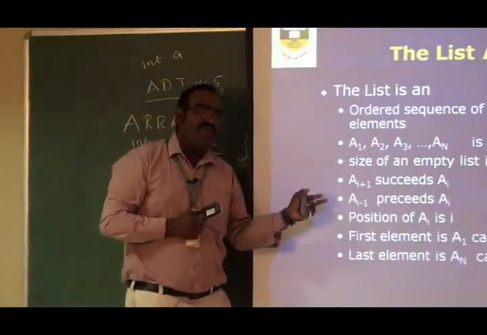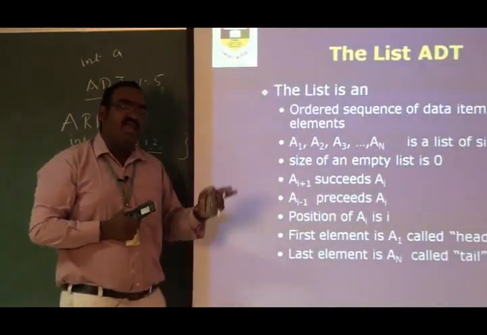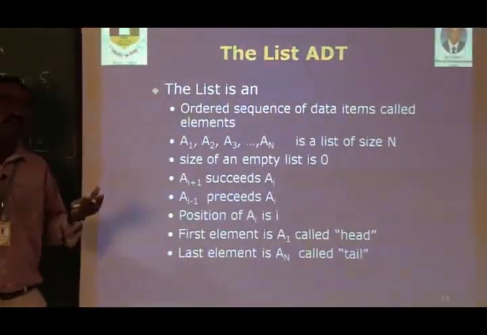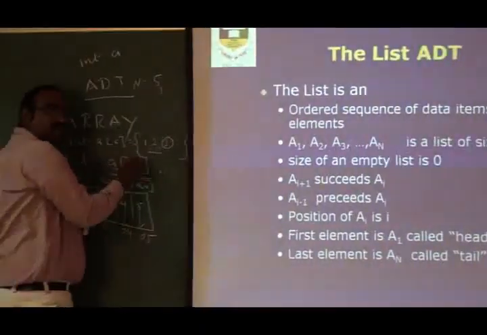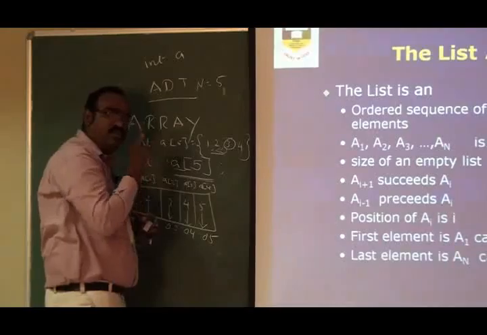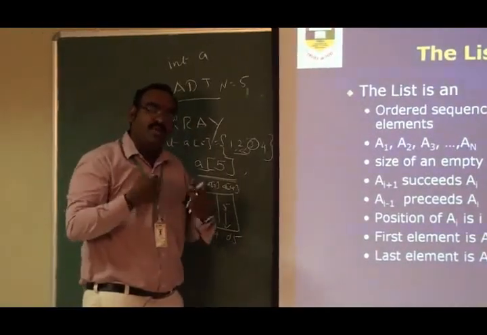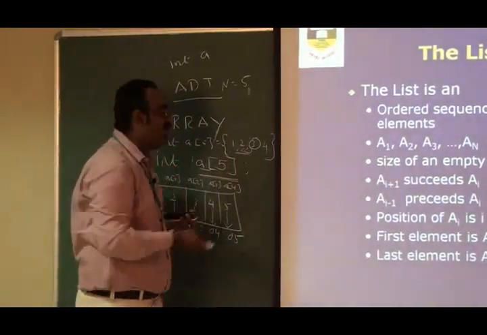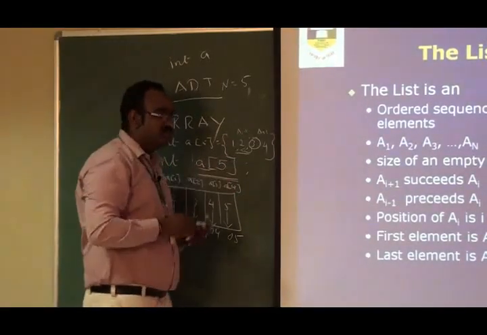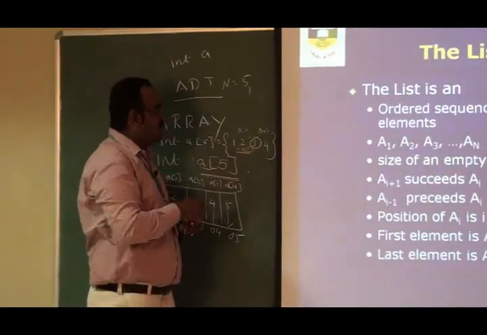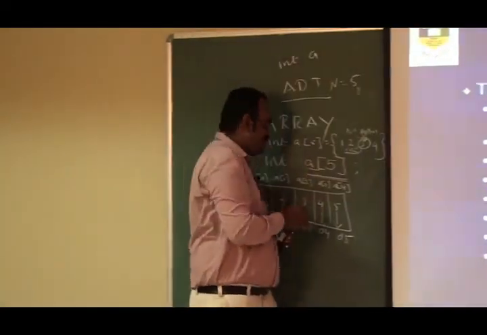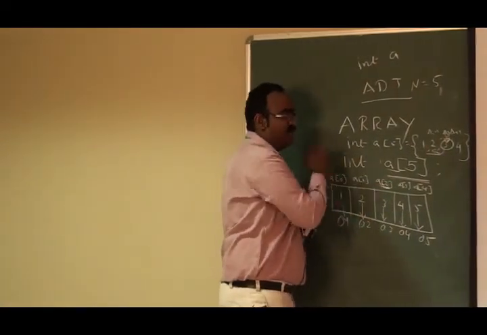A(i+1) succeeds A(i), and A(i-1) precedes A(i). That is, the next one and the previous one. If you take 3, it is preceded by 2 and succeeded by 4. So when we know only one element but want to identify the preceding and succeeding elements, we can use A(i-1) and A(i+1). Like that we are going to use it. And what is the position? That is i, the position you are storing, which represents the index, which is 2 for the particular element 3.